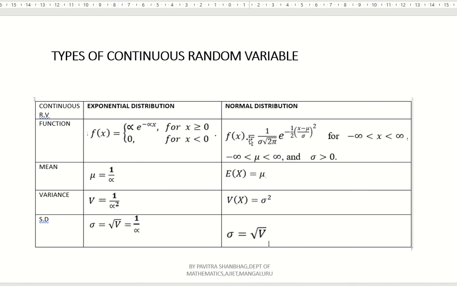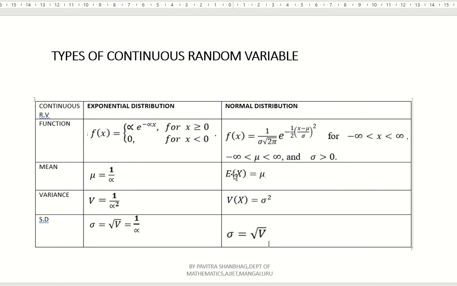What about normal distribution? The function of the form f(x) equal to 1 by sigma root 2 pi into e power minus half ((x minus mu) by sigma) whole square, where x lies between minus infinity to infinity, mu also lies between minus infinity to infinity, but sigma is greater than 0. So this is the function for normal distribution.